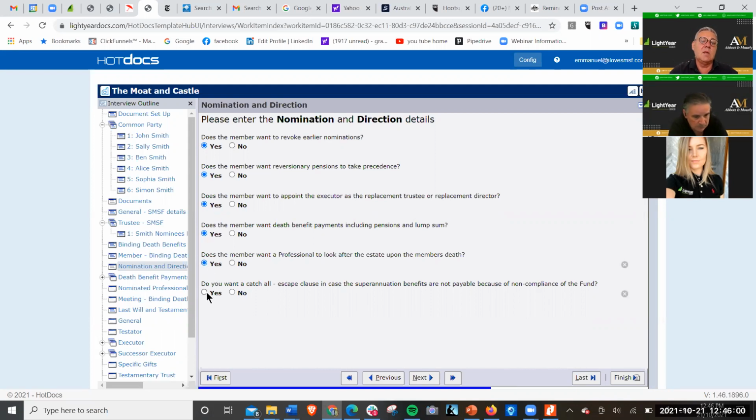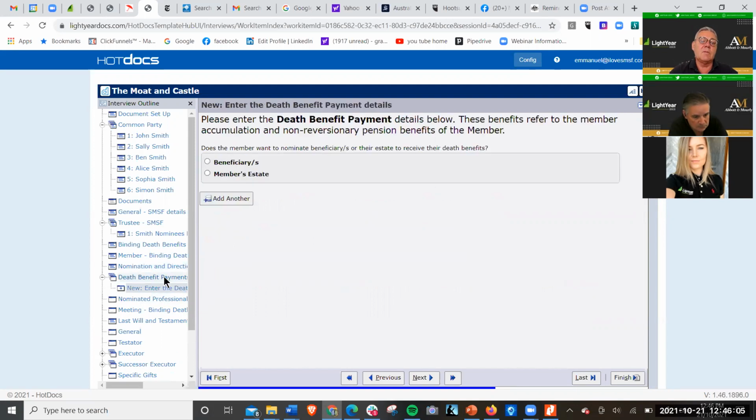Absolutely, that's where you come in. And then if it's a non-complying fund, do you want a catch-all clause? Absolutely. So we just jump into the death benefits estate. Does the member want to nominate beneficiaries or their estate?